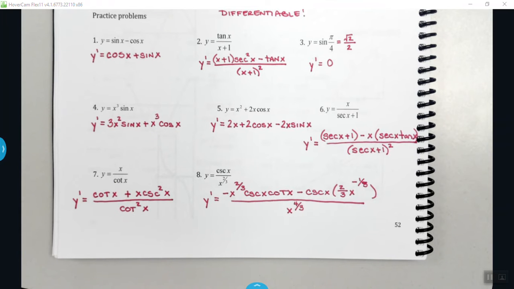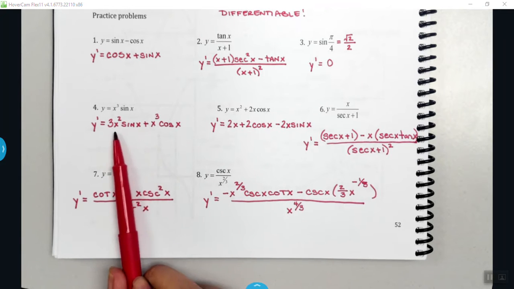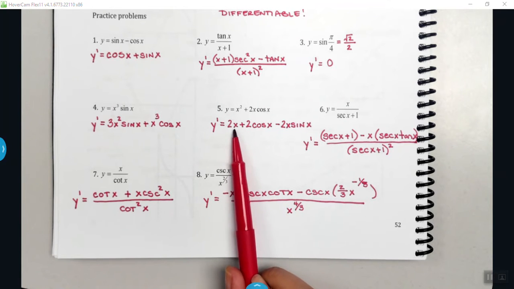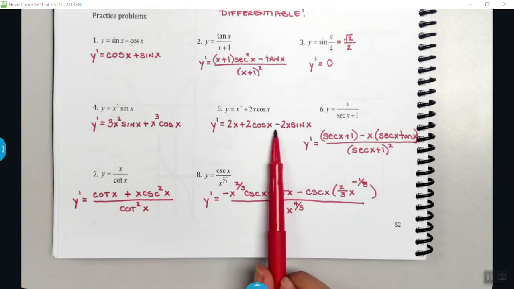Okay. Questions on 4? No. How about 5? I did product rule for this part.